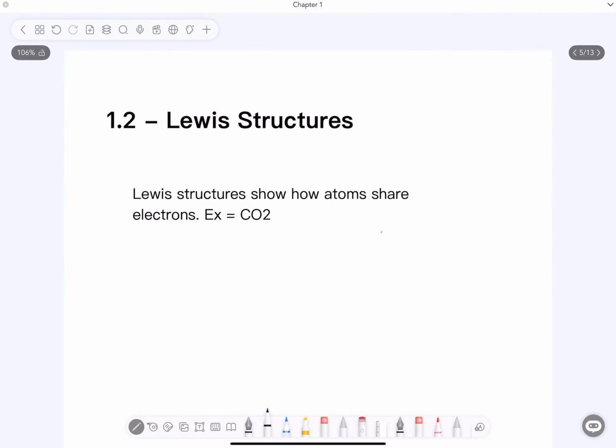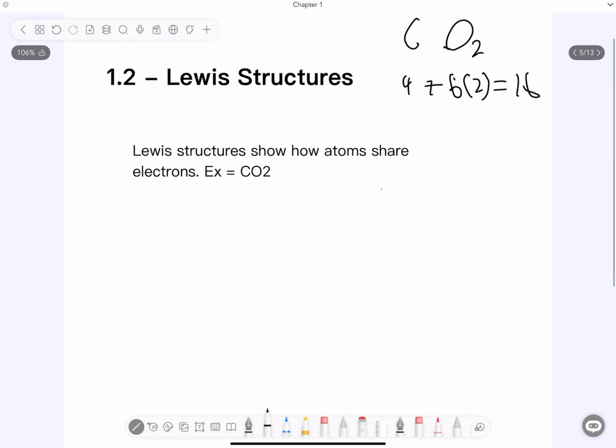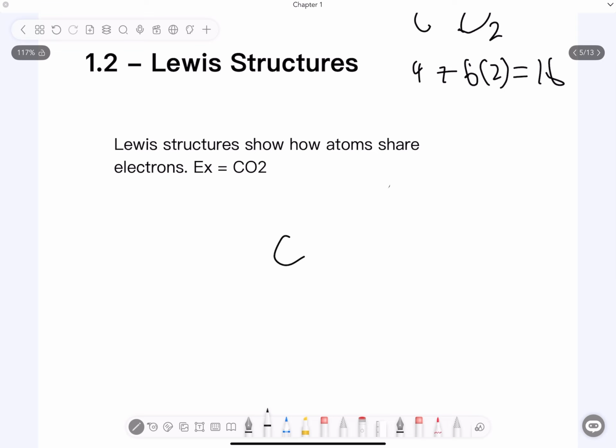Now, Lewis structures. Lewis structures show atoms sharing electrons. For example, CO2, I like to count the valence electrons first. So carbon and then 2 oxygens. Our carbon has 4 valence electrons plus the 6 valence electrons from the oxygen. And there's 2 of them, so you times that by 2. And this equals 16. So when we draw CO2, we draw our carbon, and we know it likes 4 bonds.